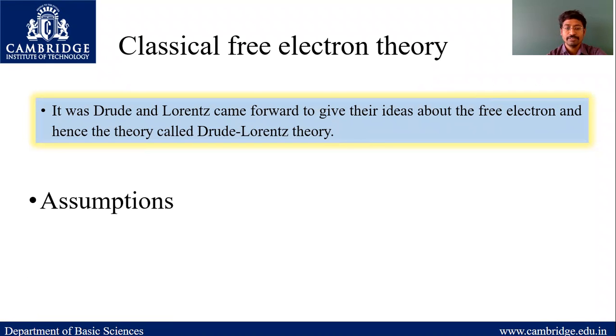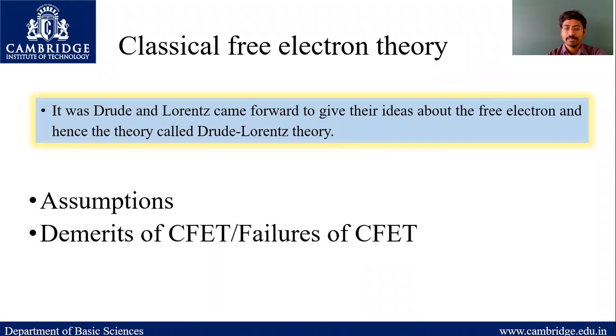After the assumptions, you need to study the demerits, or failures, of the classical free electron theory. When we study the classical free electron theory, we get a few drawbacks. To overcome those drawbacks, a new theory was considered, called the quantum free electron theory.